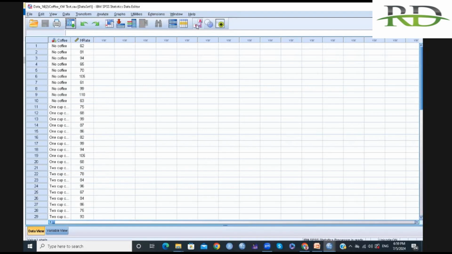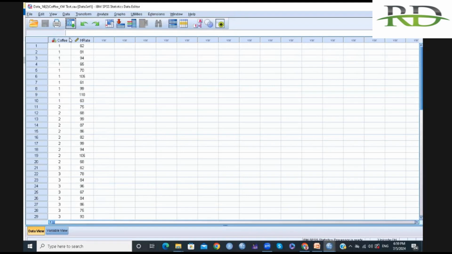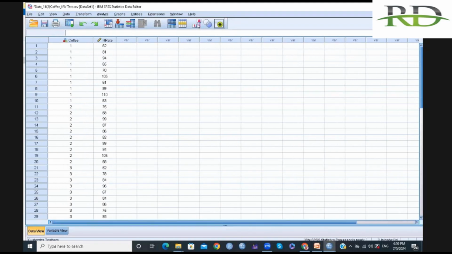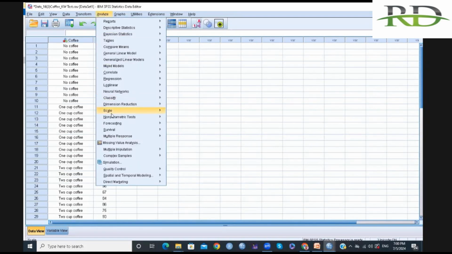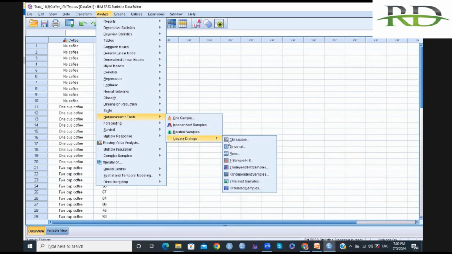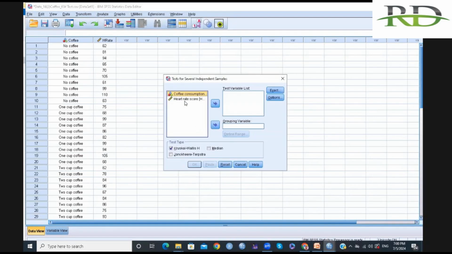Okay. So you can see here through the alphanumeric option that we have coded 1 for no coffee, 2 for 1 cup of coffee, 3 for 2 cups of coffee, and 4 for 4 cups of coffee. Now let us apply the Kruskal-Wallis test. Go to non-parametric tests, legacy dialogs, and there you will see K independent samples test. Now put heart rate, that is the continuous variable, here, and you have to put the grouping variable here. You have to define the range.